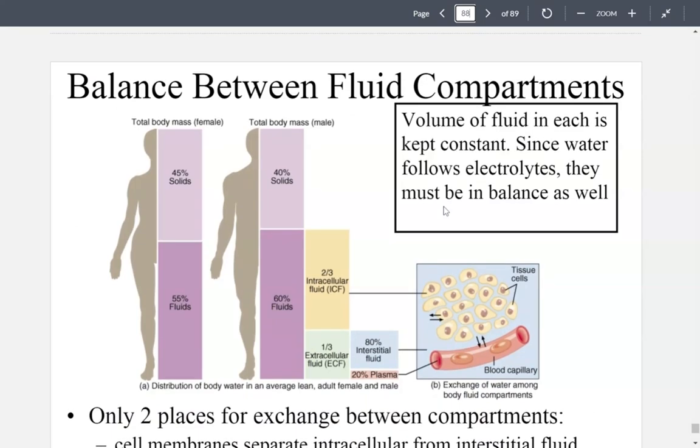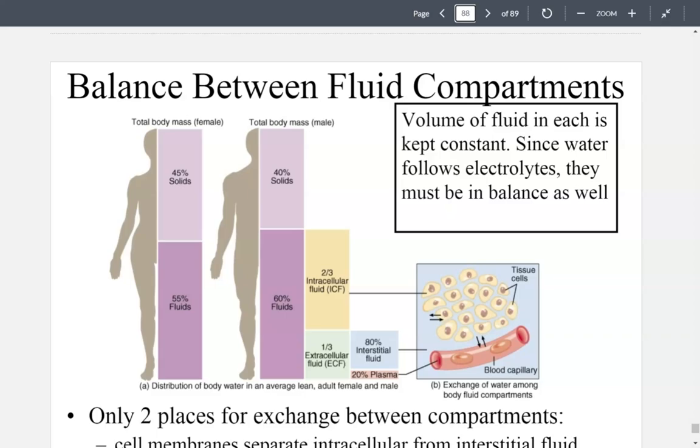And this is all going to play a balance. So typically it's about a 60-40 split. Now there's a little bit of variation of about 5% between males and females, but it's about a 60-40 split. 40% of our body is going to be more solids, so those solutes, 60% fluid. That fluid is going to be divided into two major compartments. Intracellular, so what is located inside the cells, is going to make up about 66% of those fluids, and extracellular, or what's found outside of the cell, is going to make up the remaining third.